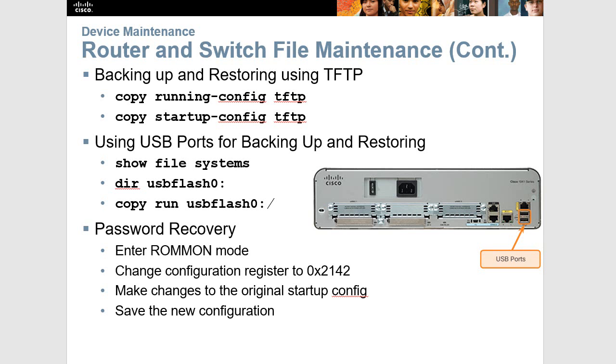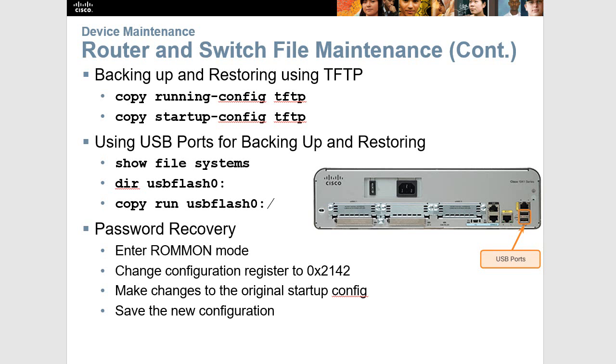Okay. If you want to restore from a TFTP server, you just type in copy TFTP running config or copy TFTP startup config. So you just rearrange that command a little bit. So again, that's just copy TFTP running config or copy TFTP startup config to restore. And it's the same type of thing here for a USB.